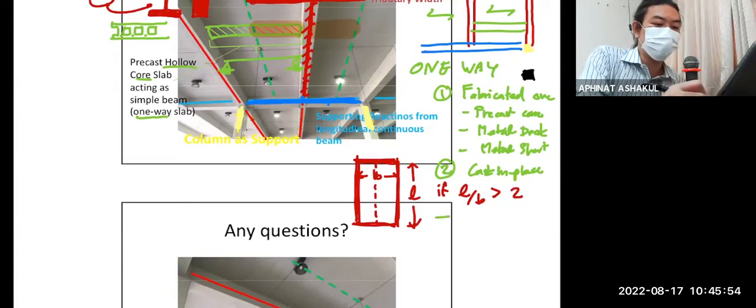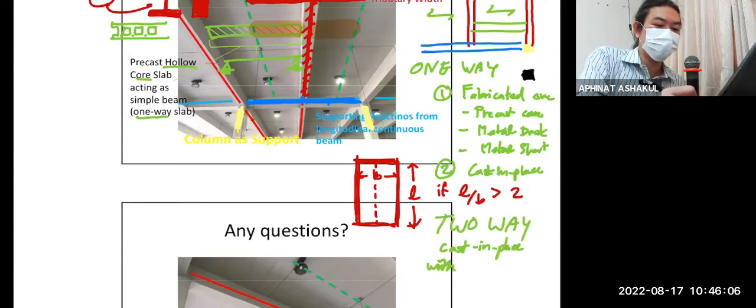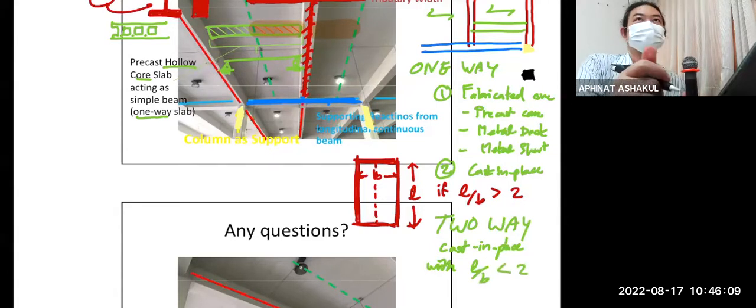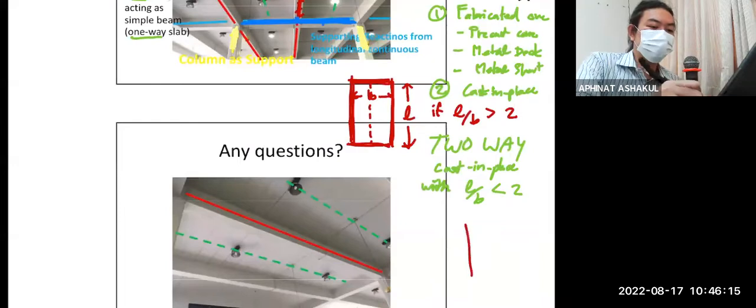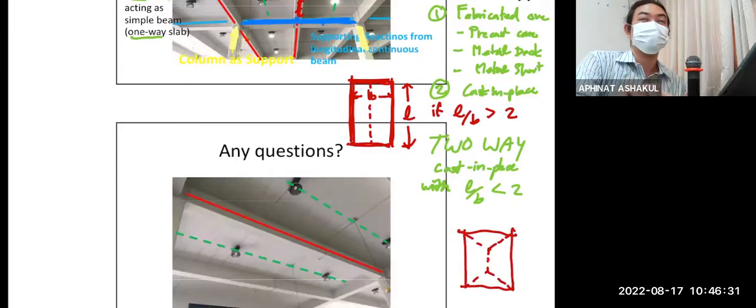Now, another one is of course what we call a two-way slab. Two-way slab is going to be cast in place with this ratio L over B less than 2. That means if you run into something like this, the weight distribution of the floor is going to be something like this. It gets a little bit more complicated. You will learn how to take care of this in the reinforced concrete class. So this is how we put the load of the floor on to our beam system.